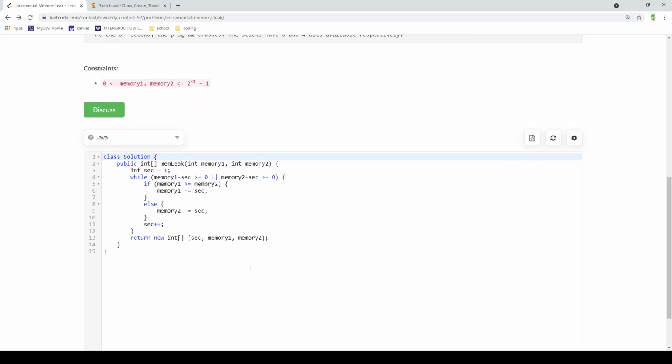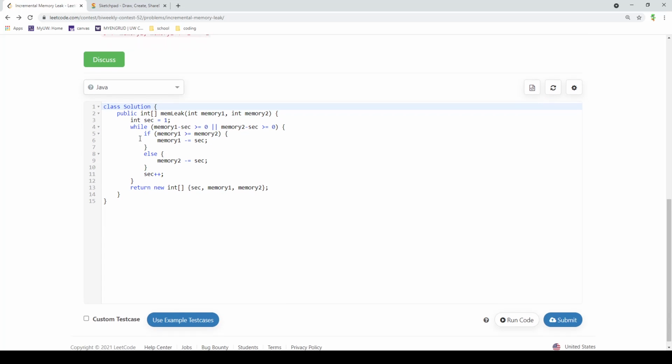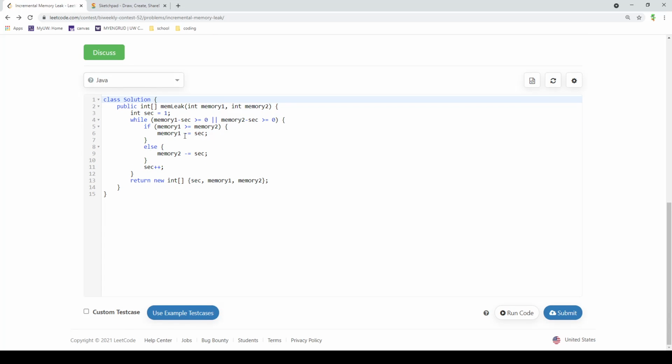So this is the solution right here, which was actually really easy to write during the contest because, as you can see, it's not complicated at all. Like the first one, which was sorting the sentence, it took like 15 minutes, but this one took like 5, because you can just simulate it.